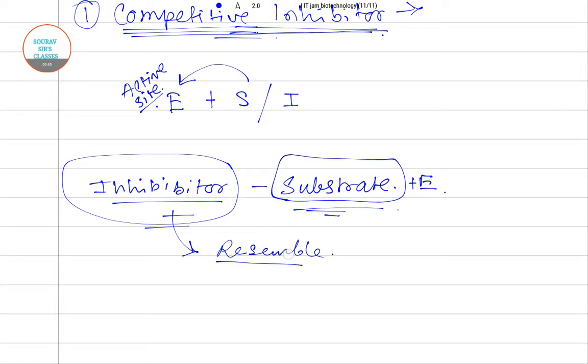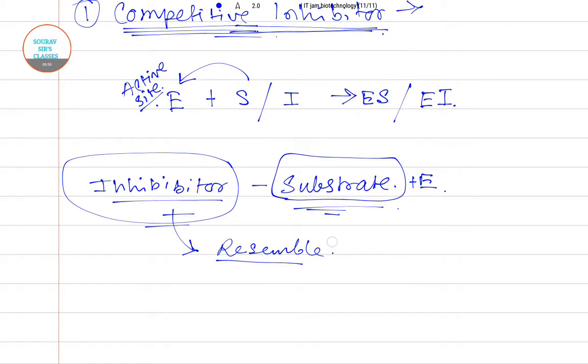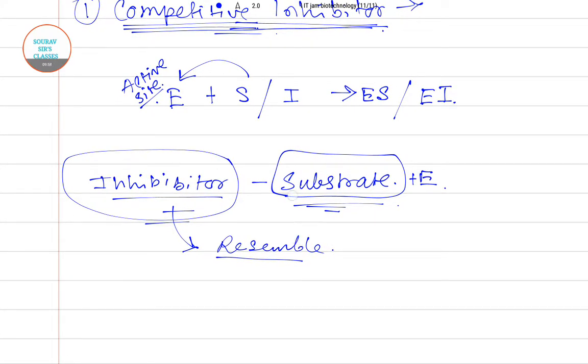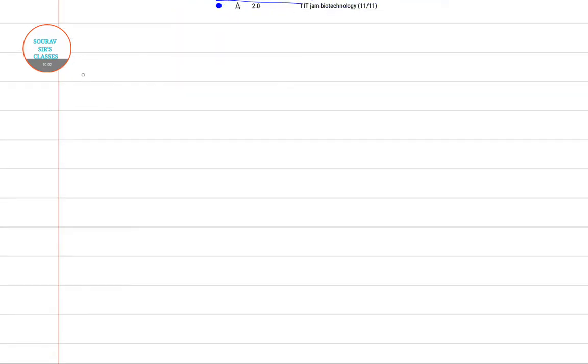So this is all about the competitive inhibitors. So that will form either the ES or EI. Okay, so this is the competitive inhibitor. Now the next subdivision was the non-competitive inhibitor. The second one is the non-competitive inhibitor.